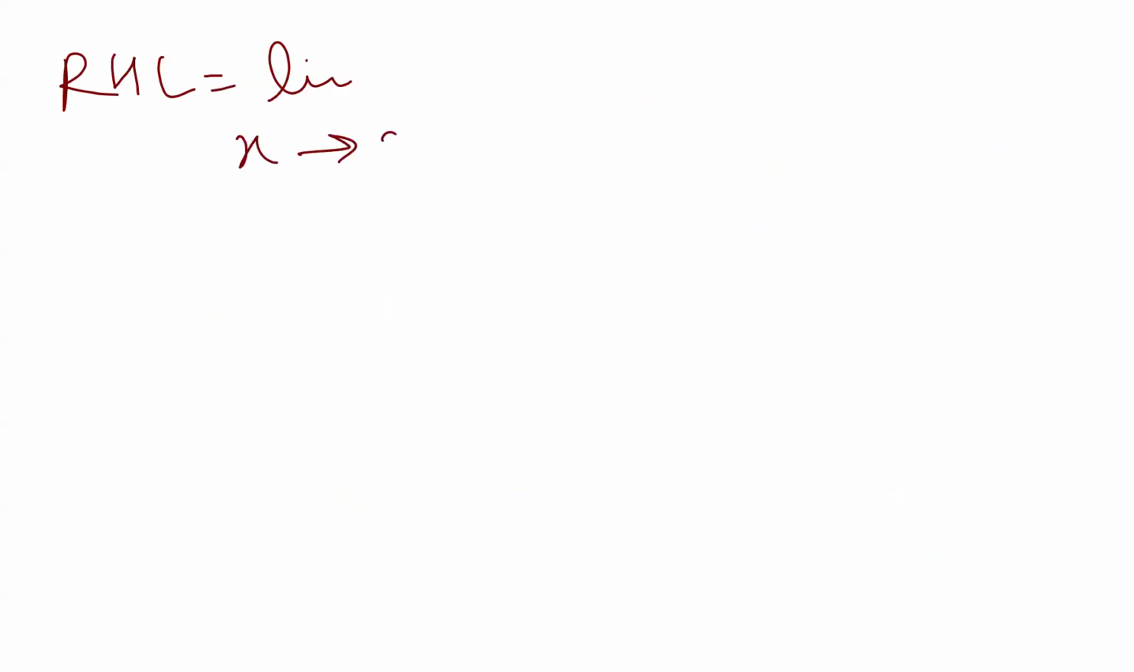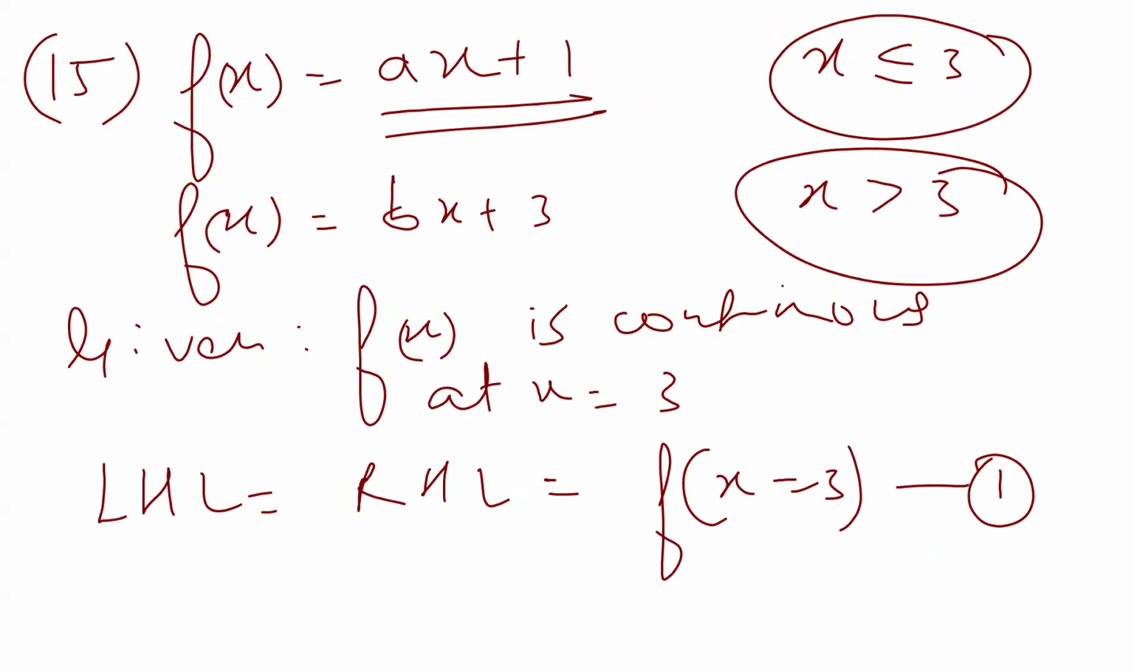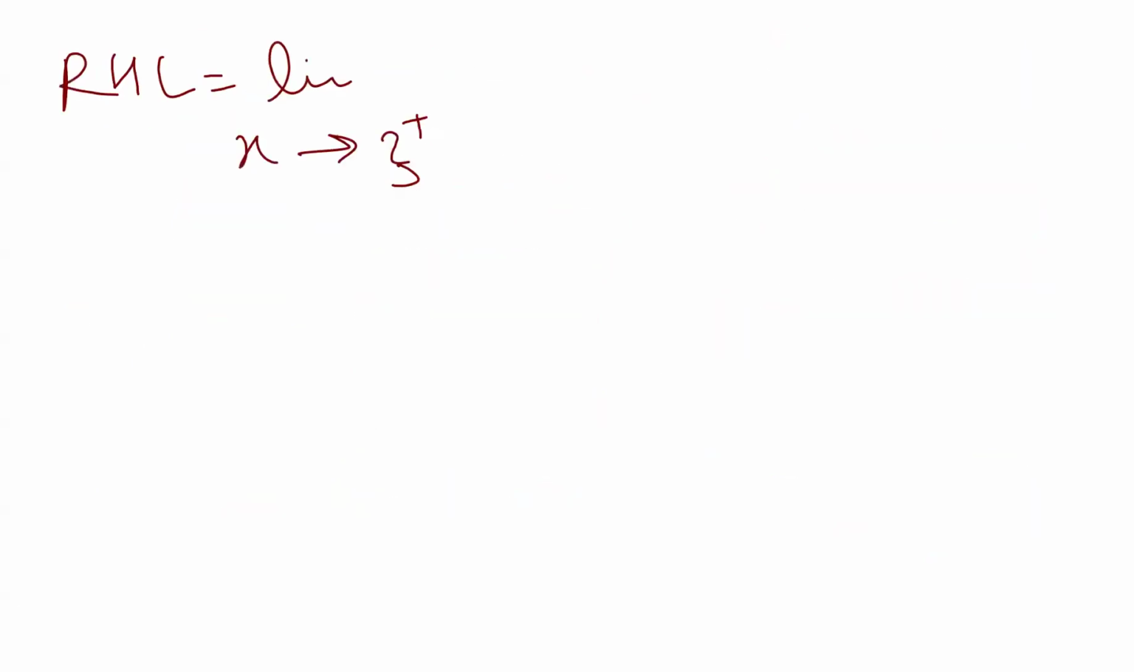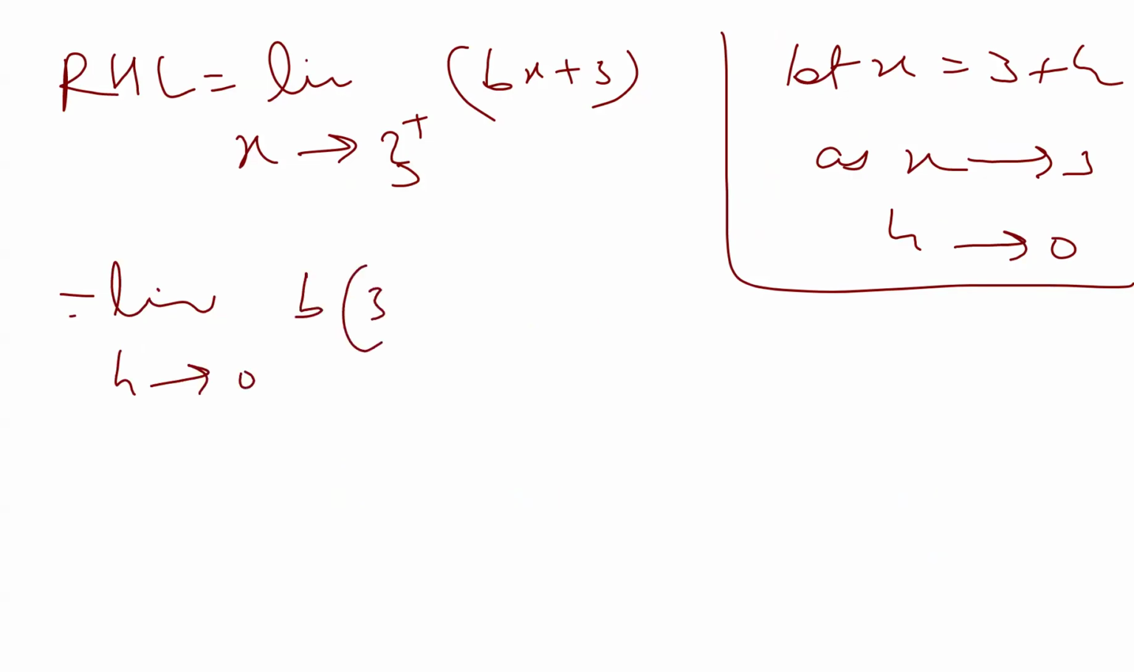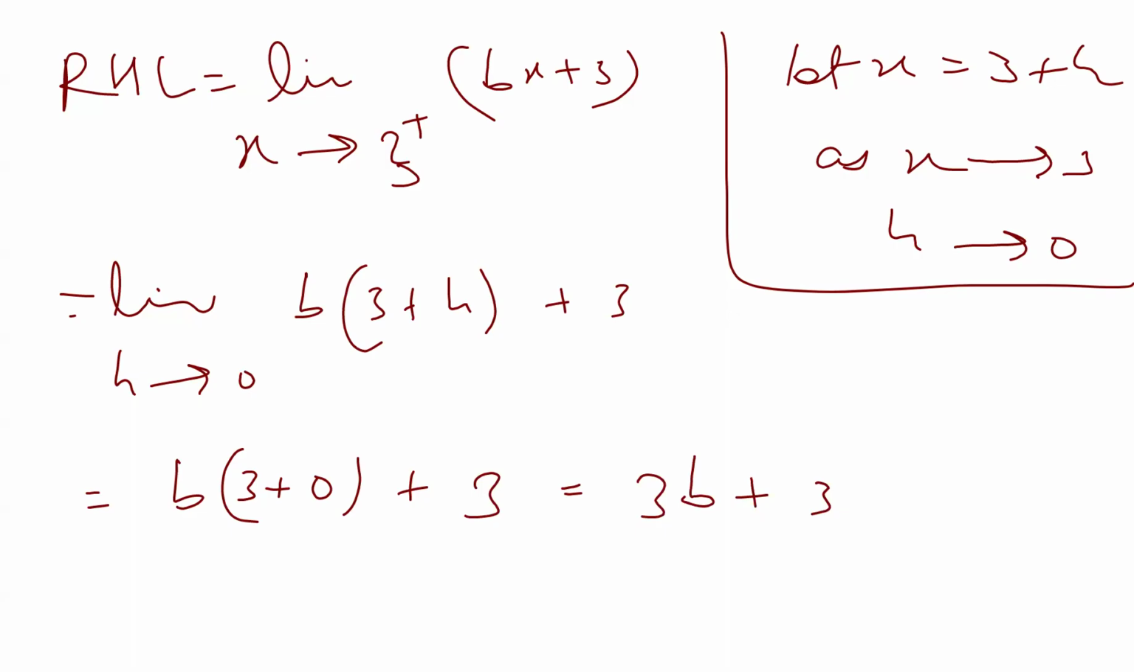Limit x approaching 3 plus. 3 plus means x is greater than 3. Okay, so it is bx plus 3. Let x is equal to 3 plus h. As x approaches 3, h will approach 0. So this is limit h approaching 0, b into 3 plus h plus 3, b into 3 plus 0. No denominator, no need to simplify this. Okay, so this is 3b plus 3. So this is the RHL.